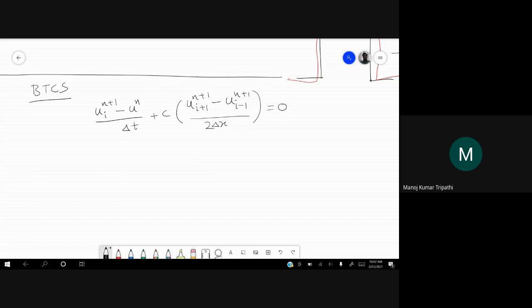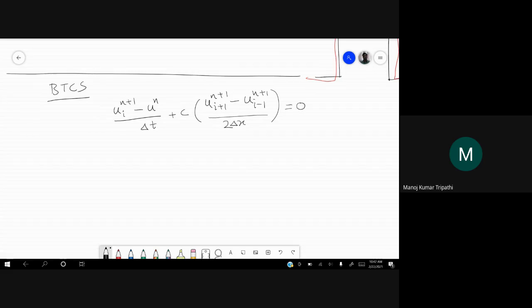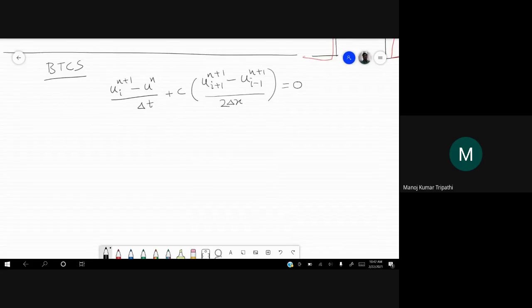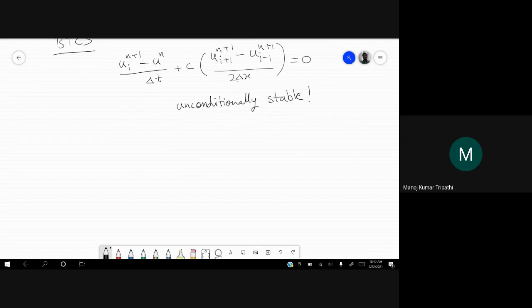Okay. So we wrote it in BTCS scheme. This comes out to be unconditionally stable for any CFL number, for any C delta T by delta X. So what you can do is you can find the G for this. It will come out to be, and if you find the mod of this, you will get the amplification for the numerical method, numerical difference equation.